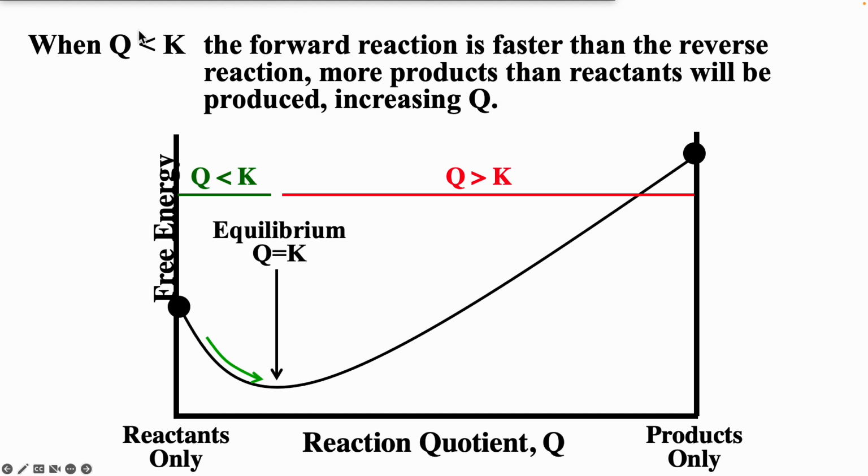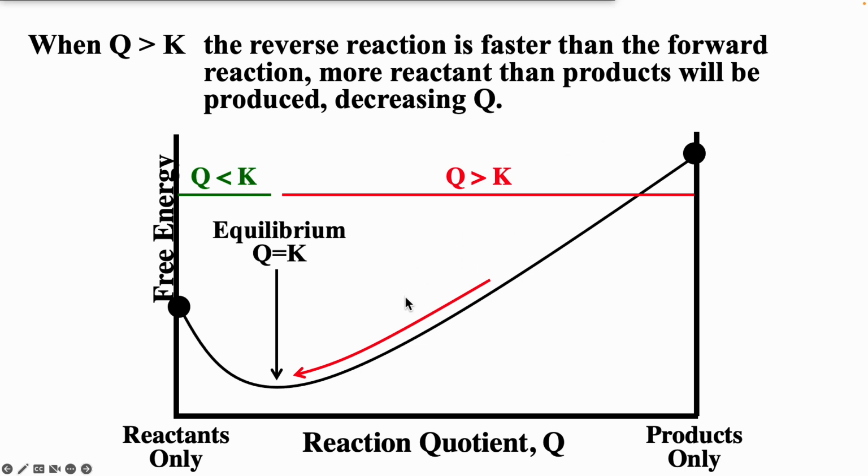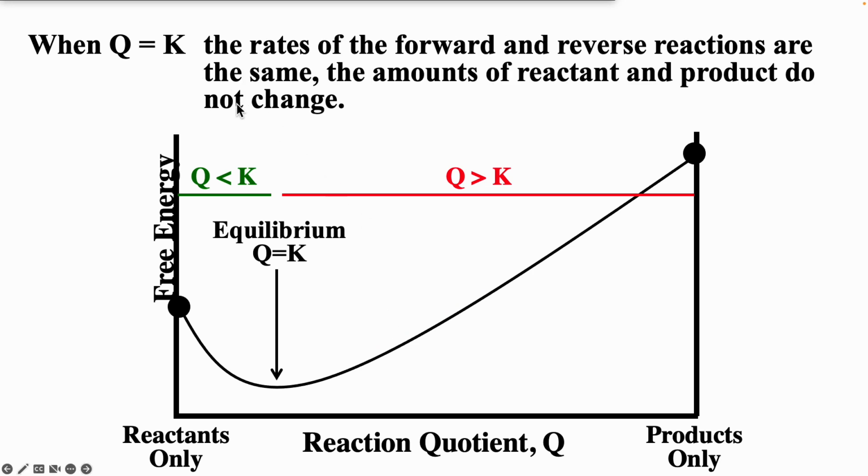And so when Q is less than K, that means you have less product than at equilibrium, and so we know the reaction will go from left to right. The way that happens is if the forward reaction is faster than the reverse reaction. If Q is greater than K, it means we have more product than we should at equilibrium, and so some of the product will be converted to reactant. Now it can go from right to left by the reverse reaction being faster. If Q equals K, that's the most stable configuration, and so the concentration is not going to change because the rate of the forward reaction equals the rate of the reverse reaction.